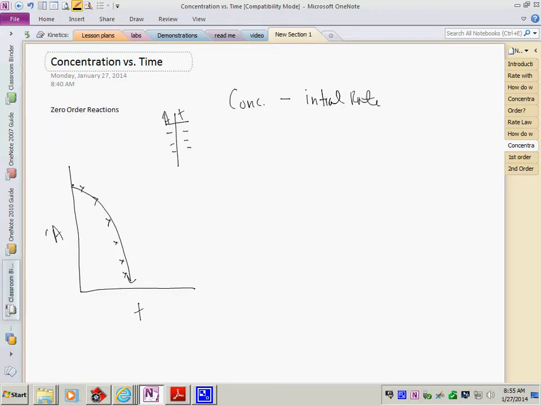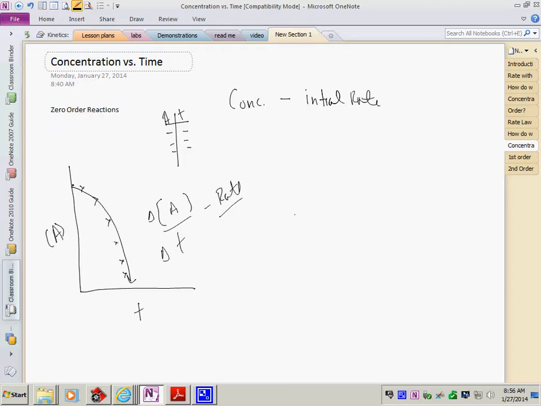If you were to take the concentration of A divided by the time, you have a negative slope here. So the change in A over change in time would give you a negative value, and that would be your negative rate because you're losing it. Okay.